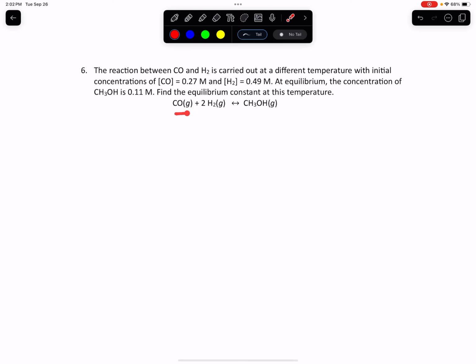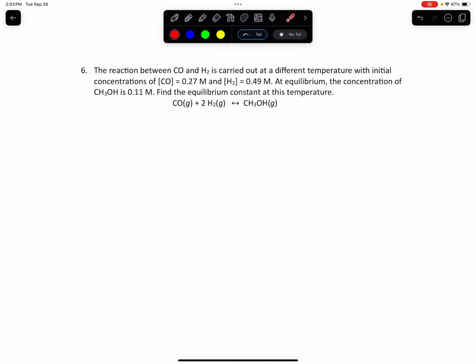We're going to take a look at a problem where we have a reaction. The reaction is carbon monoxide plus 2H2 gives us CH3OH. It is at equilibrium, and what's interesting is that the reaction was carried out with an initial concentration that is given to you for carbon monoxide and H2, and the equilibrium concentration of CH3OH is given as 0.11 molar. And we have to find the equilibrium constant at this temperature.